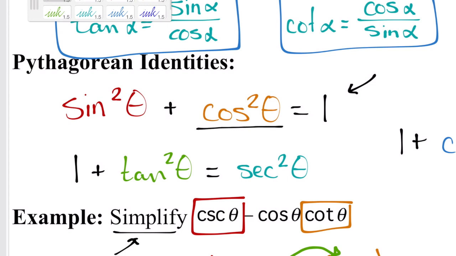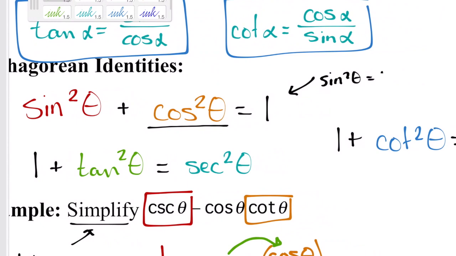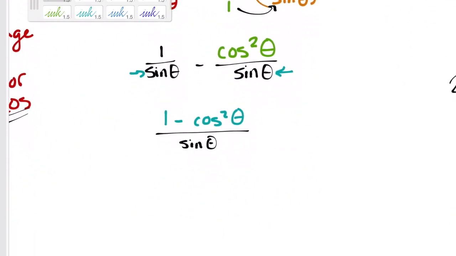If I were to subtract my cosine squared theta over to the other side, it would end up being sine squared theta equals 1 minus cosine squared theta. So every time I see a 1 minus cosine squared theta, I can replace that with sine squared theta. So then here, that I'm going to replace with sine squared theta. It's going to be over sine theta.